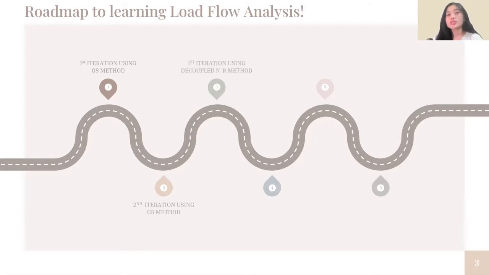First iteration using our NR decoupled method. Second iteration of our decoupled Newton-Raphson method. Then we are going to solve for the line losses, and we are going to solve for our line flow. So this is a warning.